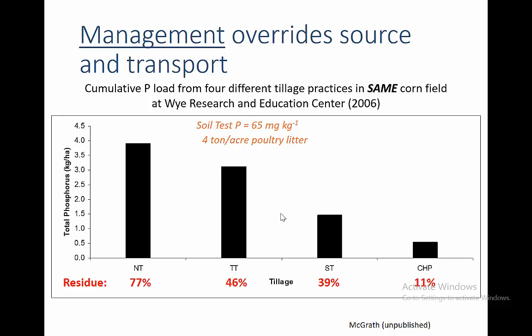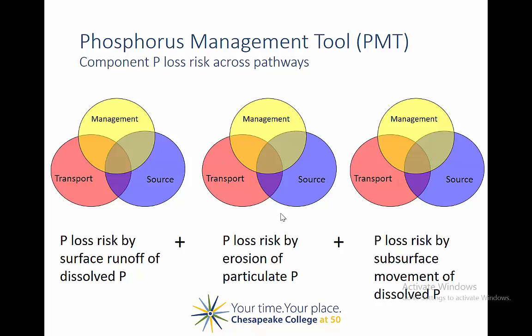Management really was more important than source and transport in this field, right? Everything was the same. It was the same field. Tillage was the only thing that was different, okay? So when we talk about our overlap of that source and transport, we need to make sure that we're also including that management as well.